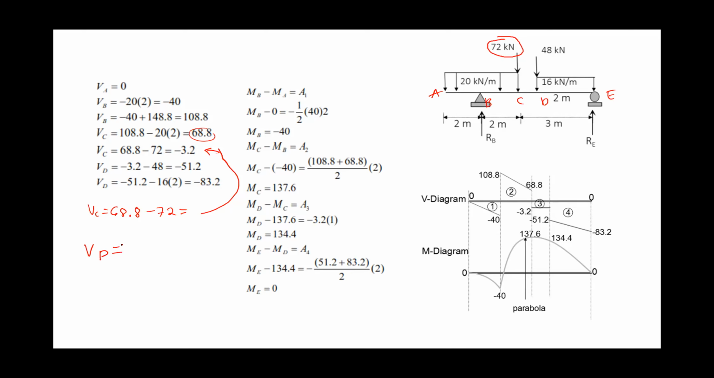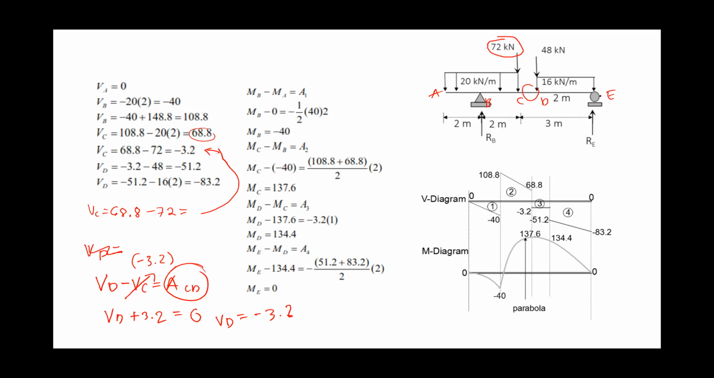copy natin. Ang VD minus VC is equal to area ng C to D. Ang VC natin ay negative 3.2. VD sa magiging plus 3.2. Ang area ng C to D natin ay ito. Walang load. So, 0. So, ang VD natin is negative 3.2 din. Similar lang ng VC.